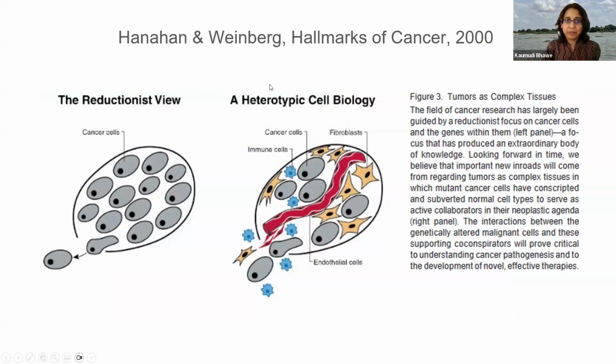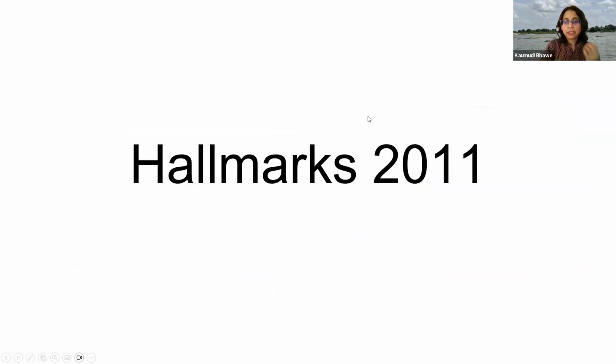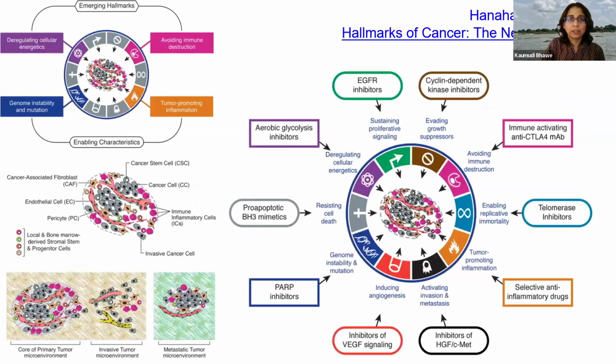But then they said, okay, here's a reductionist view, which is looking at this lump having just cancer cells, but we really need to think about what else is there as well. So there are immune cells, there are fibroblasts. We need to be thinking about that as well, a heterotypic cell biology. But that's the year 2000. Flash forward 11 years later, they had to revise the hallmarks. They had to come up with more that would explain what's happening in these tumors as more evidence was collected.